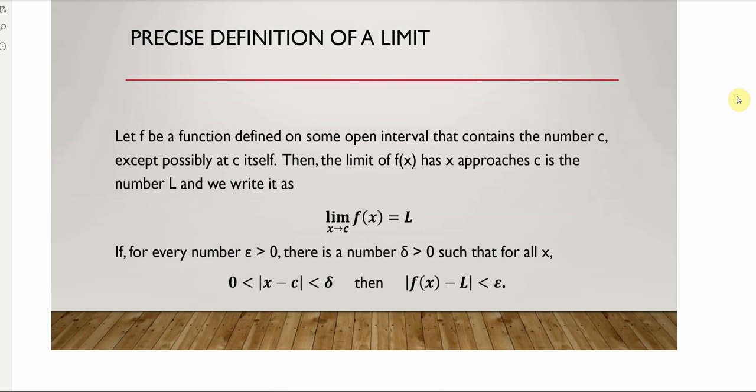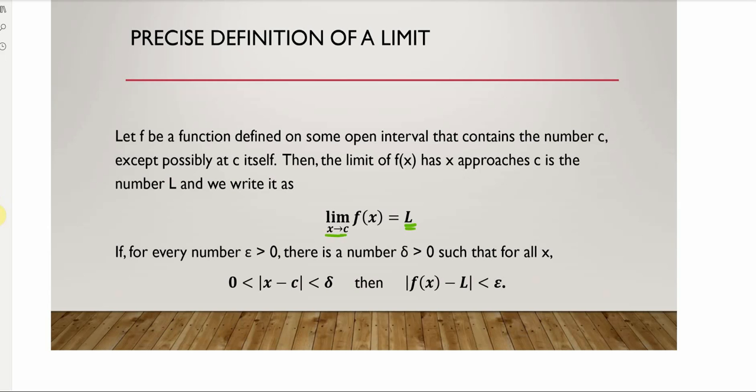Let f be a function defined on some open interval that contains the number c, except possibly at c itself. So it can be c, or it cannot be c. That's what it's saying right there. Then the limit of f of x as x approaches c is the number L, and we write it as the limit of f of x as x approaches c is going to equal L.